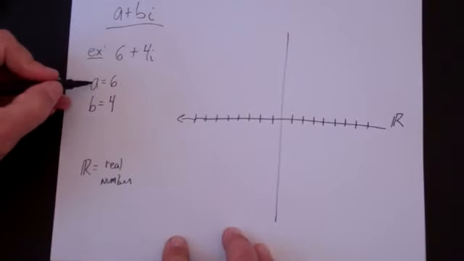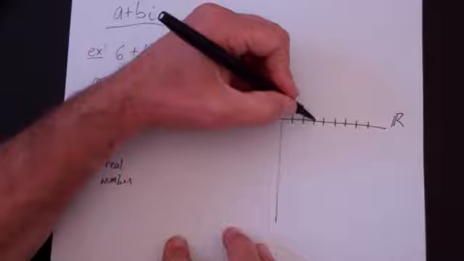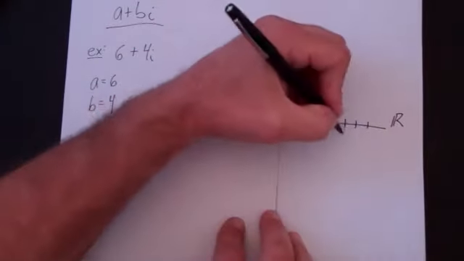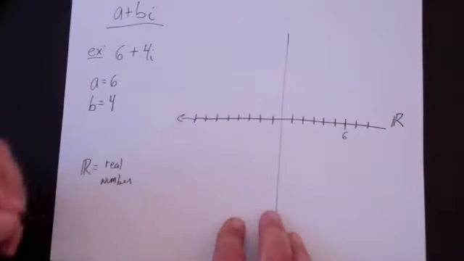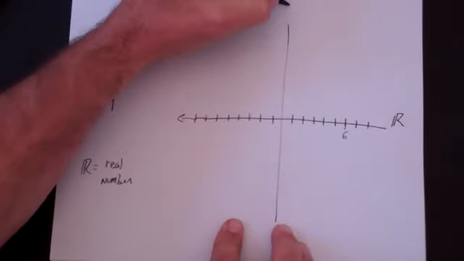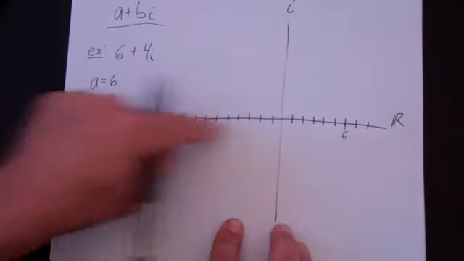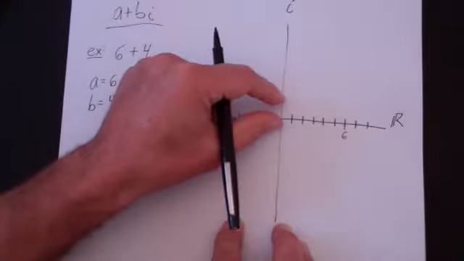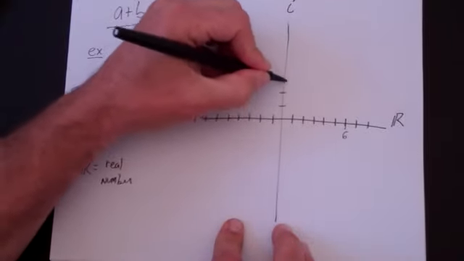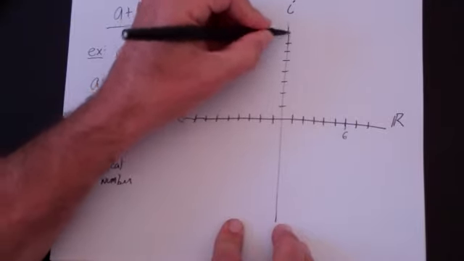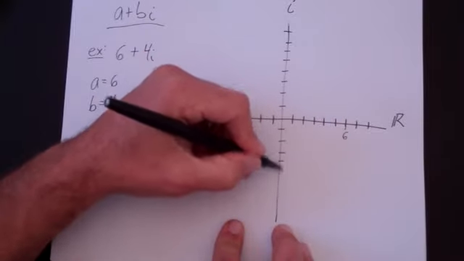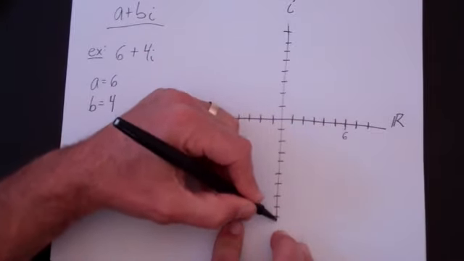So here, to know 6 real units, you'd go 1, 2, 3, 4, 5, 6. That's where you'd go for 6 real units right there. I'm even going to put a little 6 there. Now this axis, the vertical axis, is going to be the imaginary axis. It's just like a real number line, except each unit is an imaginary unit. And just like real numbers, you can go in a positive or negative direction.